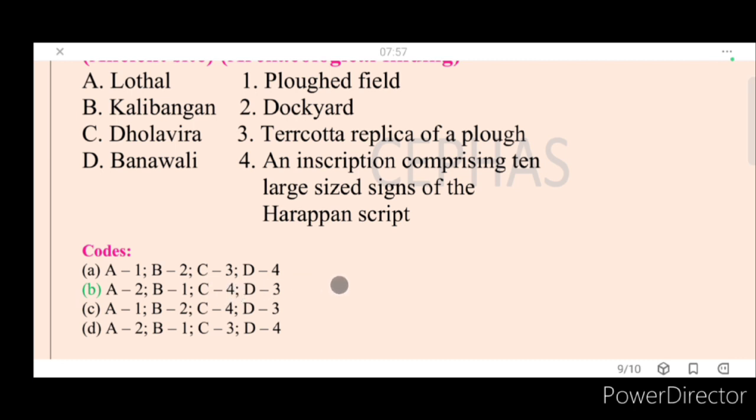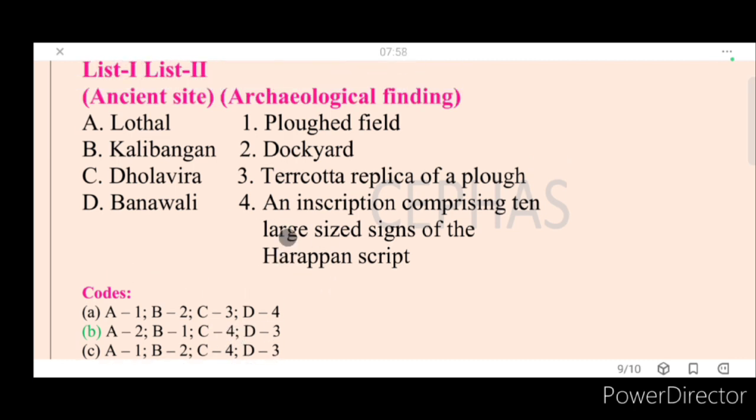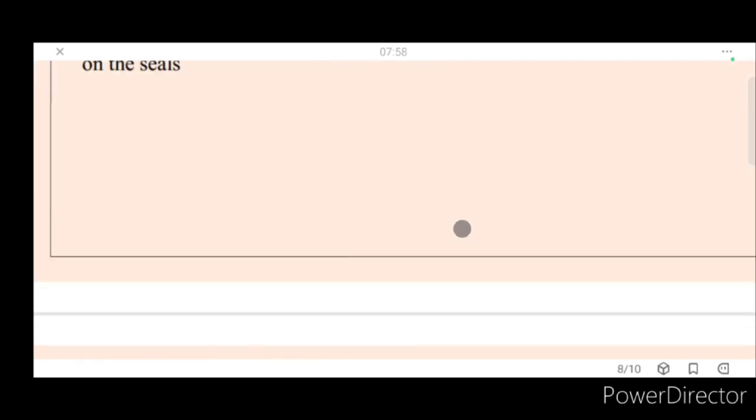So option B is the perfect answer. Lothal is related to the dockyard. Kalibangan is related to the ploughed field, which means there is already a ploughed field. Dholavira is related to the inscription comprising 10 large signs of the Harappan script. I will show you that one also.